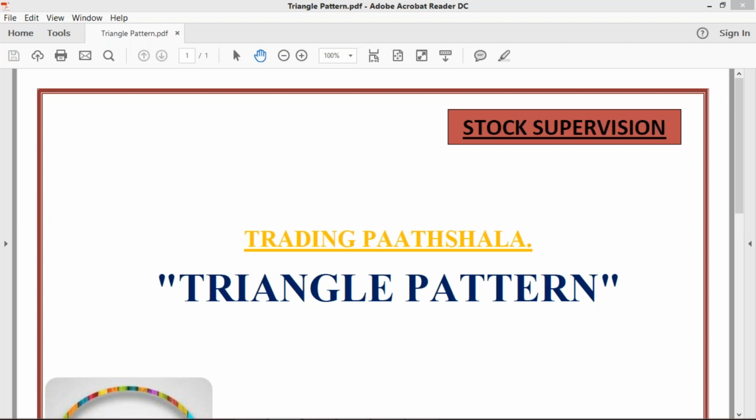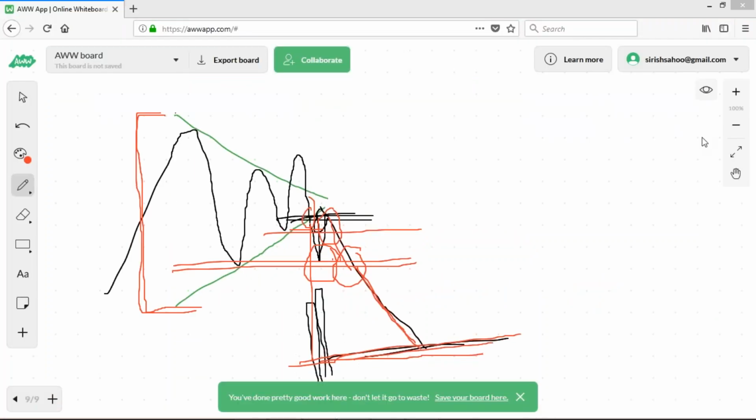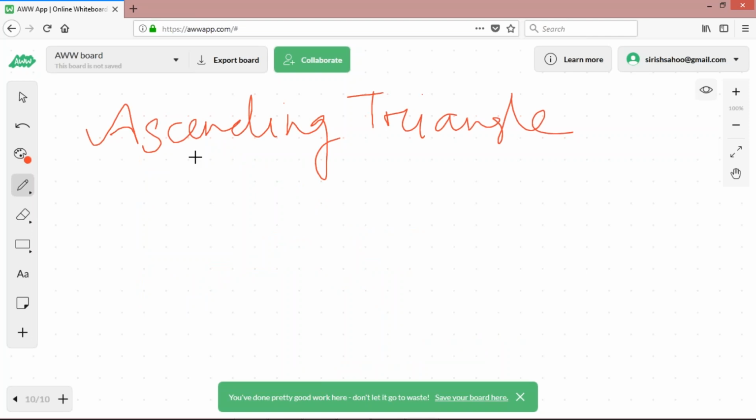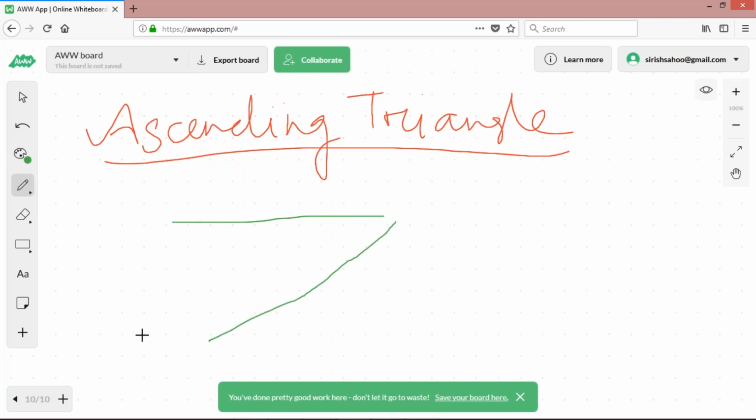Let's draw and see how an ascending triangle would look. The next one is the ascending triangle. An ascending triangle is almost similar, but the pattern looks different. This is how it looks. An ascending triangle looks like this. One more thing to tell. Okay, we will move into each part and we will learn. Here are 3 points. Here are 3 points.